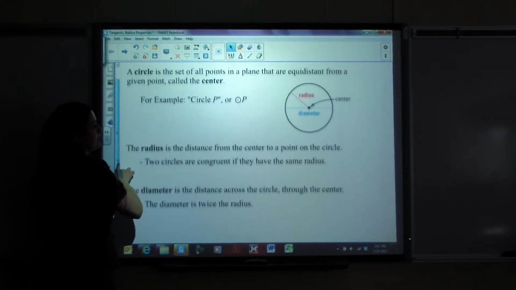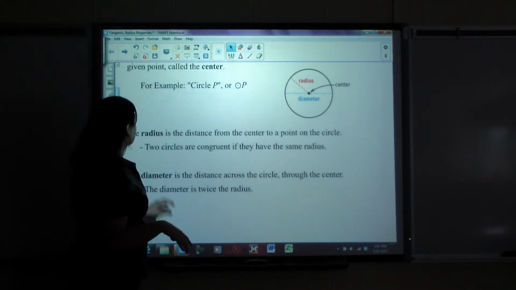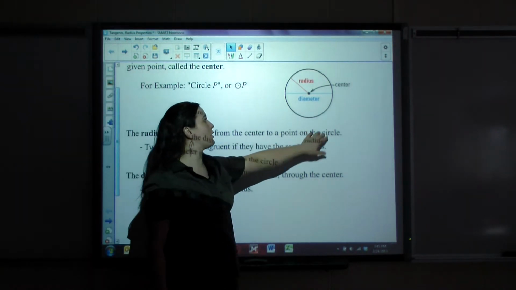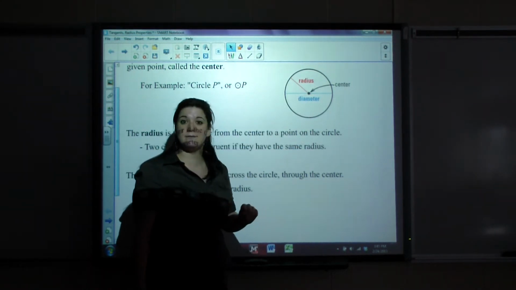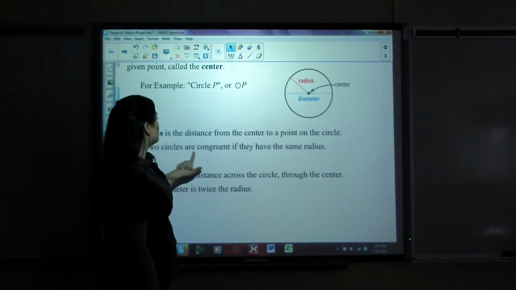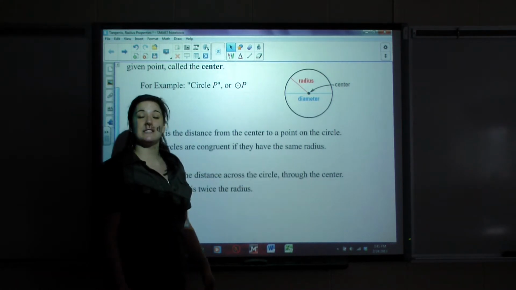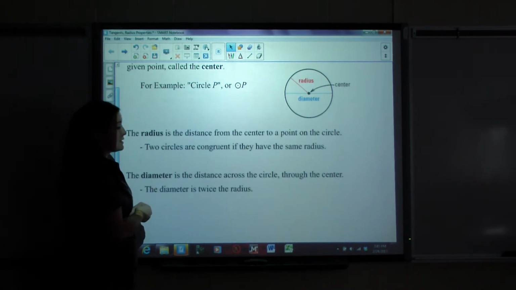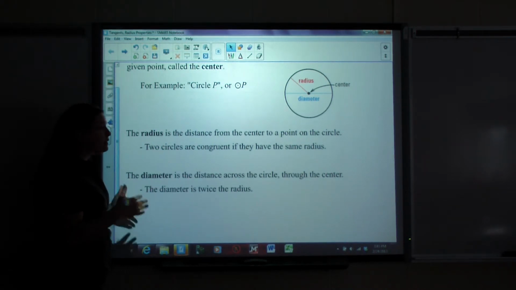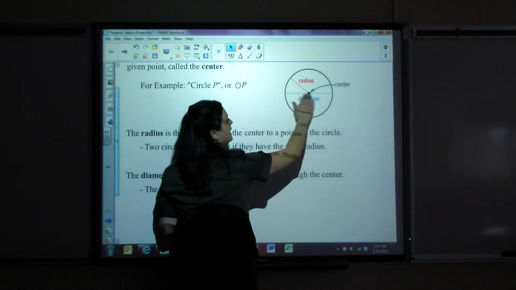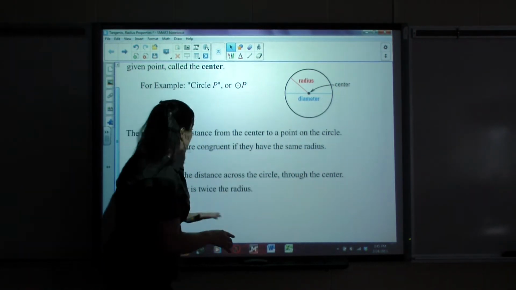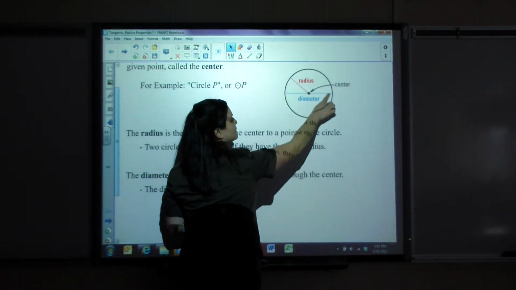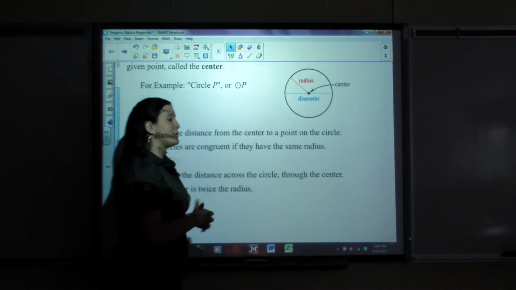Now in there we have a couple other more specific things that we need to make sure we remember the difference of. So first is the radius. It's the distance from the center to a point on the circle, so center to the side, any part of it. And two circles are considered congruent if they have the same radius. Now a diameter is the distance across the circle through the center, so it's got to go through the center. That's a diameter. Please note that a diameter is twice the radius, because this would be one radius, this would be another, add it together, you get two.